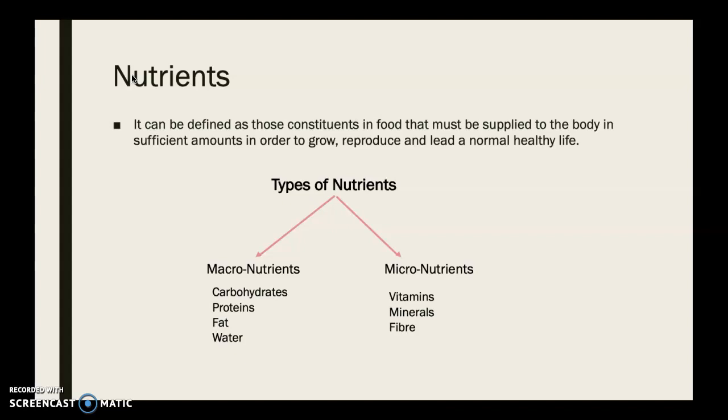So food provides two different and distinct types of nutrients. First are the macronutrients. Macro means big, means they are required in large quantities by the body. Here we have carbohydrates, proteins, fat and water. These are the macronutrients. The next category of nutrients we have are the micronutrients, means we require them in very minute or small quantities. Here we have vitamins, minerals and fiber.